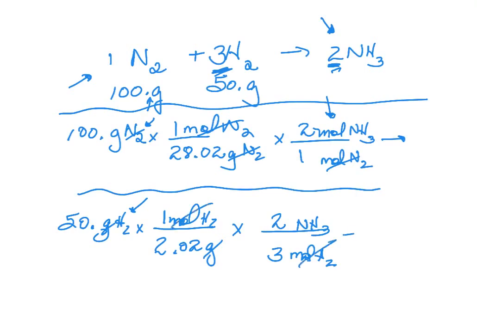All right, so now I am going to calculate both of these and determine what my limiting reactant is. So 100 divided by 28.02 times 2. So that tells me 100 grams of nitrogen can potentially make 7 point... I'm going to carry extra digits for now because I can't remember, but I think I have to go to grams. All right, so that can make around 7 moles of ammonia. Let's see how much the 50 grams of hydrogen can make.